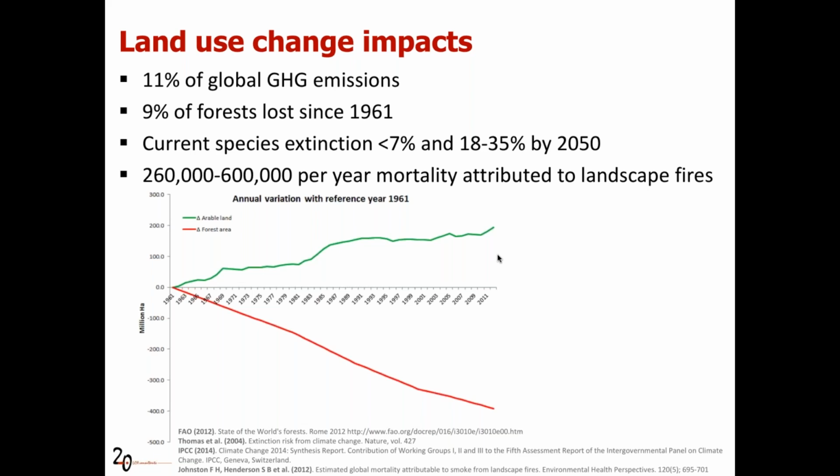Currently, a quarter to more than 500,000 people are dying because of landscape fires, and that is highly related to land use changes, where fire is used for clearing land. In the picture below, you see the increase in arable land and at the same time a decrease in forest area. So there's a clear linkage between deforestation and loss of land.